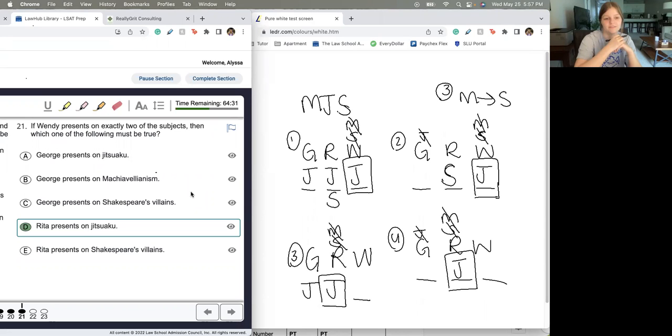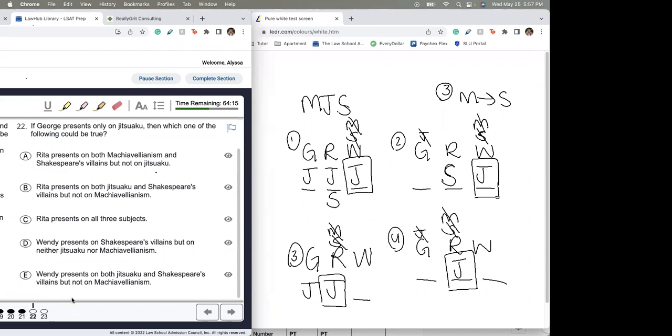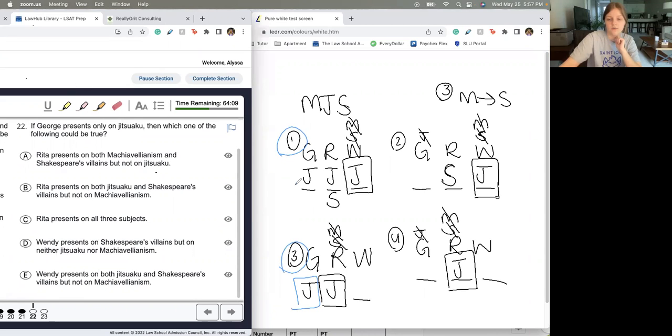Good, good. Okay, well, let's move on to 22 for the sake of time. We have: if G presents only on J, which one of the following could be true? So where can we have only G having J? First world could be 1 and 3, because in our other worlds, we can't even have J in there. So these are the only ones that happen.